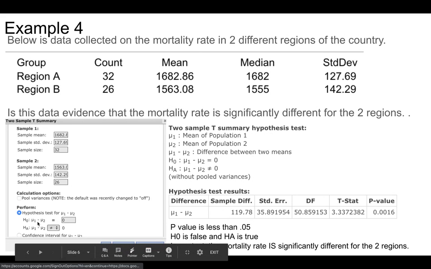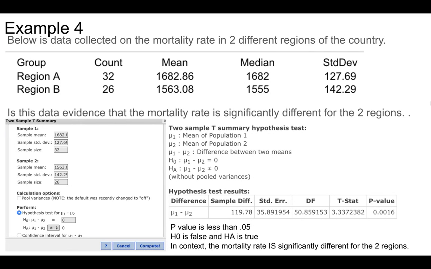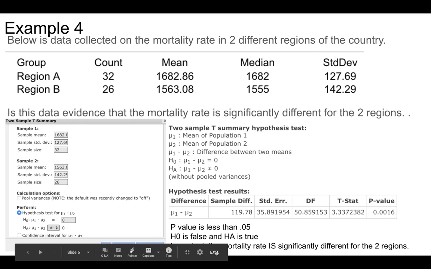Okay, so once again, with our p-value, because our p-value is less than 0.05, because it's less than 5%, that means the initial guess is false. So that there being no difference, the difference being 0, that is false, and thus this is true. So the difference is not equal to 0, meaning there is a difference. Okay, so in context, that means the mortality rate is significantly different for the two regions because the difference is not equal to 0.